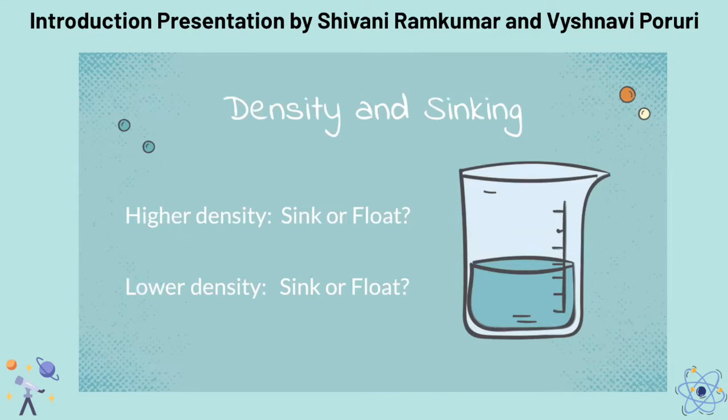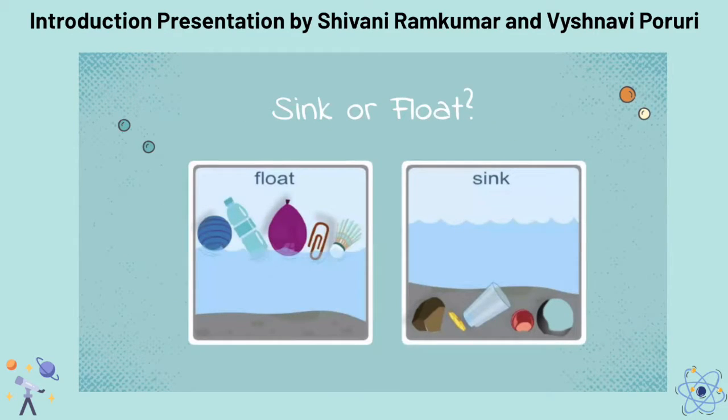Now that you know about density, what do you think happens when a highly dense object is put into a fluid? Will it sink or float? What about an object with lower density? Keep these questions in mind as we move forward. We will come back to them. We have seen many objects float on water, such as ice, wood, and empty bottles because of their lower density. Other objects tend to sink, like rocks and pebbles, because they have higher density than water.